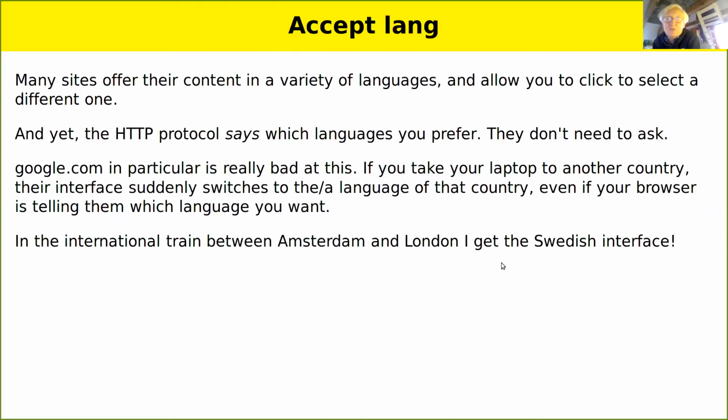Google is in fact particularly bad at this. If you take your laptop to a different country, their interface suddenly switches to the language of that country or one of the languages of that country, even if your browser is telling them which language you prefer. And the worst case of this is me catching the international train from Amsterdam to London, where I got the Swedish interface to Google, presumably because of the internet service provider that the international train uses. This shouldn't have to happen. The browser can say to the server which languages to serve.